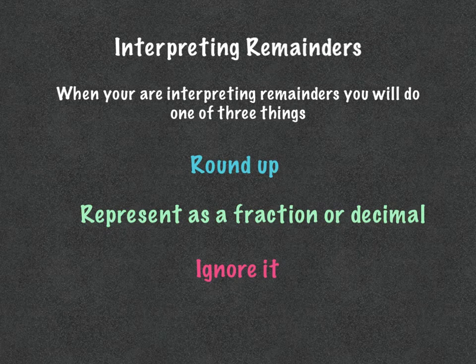Okay, today we're going to talk about interpreting remainders. When you're interpreting remainders, basically what that means is, based on the story that your problem is part of, what are you going to do with the remainder? And I'm going to show you 3 different examples of stories that are going to do 3 different things. So you're basically going to do one of 3 things.